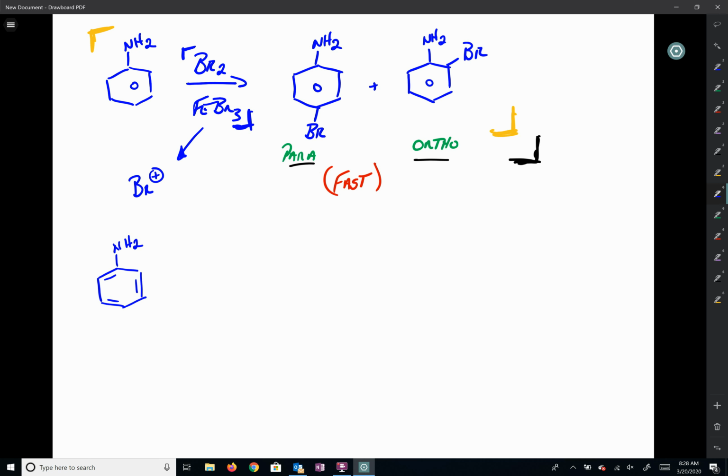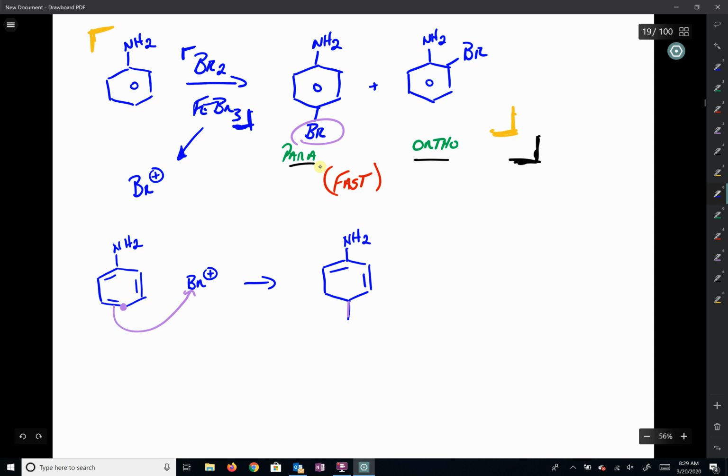All right, so assuming we've got our buddy Br plus around, we know that we want to put this into the para position. So let's mark this here. I'm going to mark that with purple, and let's have that swing out and grab. And then we will have this. Oops, that should be in purple. Okay, so now we're at our intermediate.